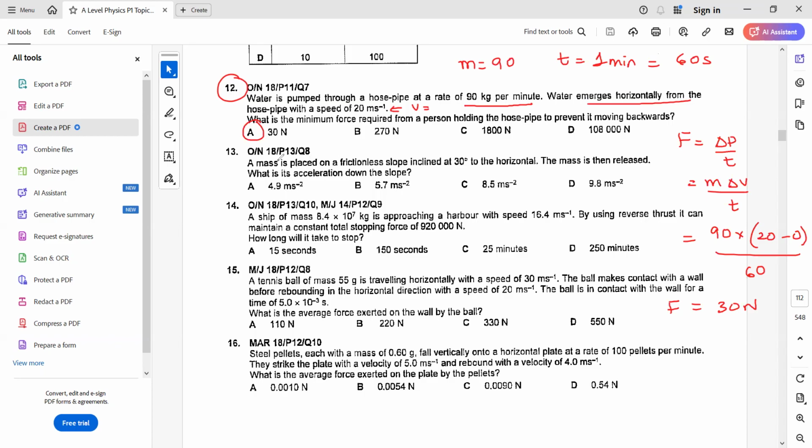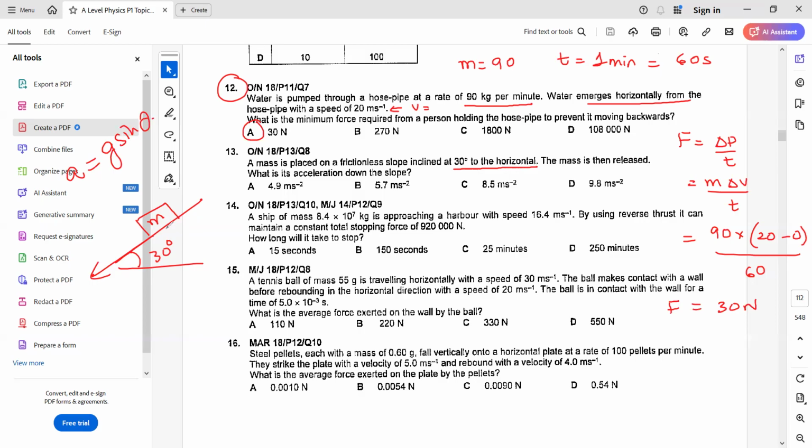Then it says the mass is placed on a frictionless slope inclined at 30 degrees to the horizontal. So that's the idea here. So this is 30 degrees and this is the mass. It says the mass is then released. What is its acceleration? So there is no friction. So acceleration for anything that is placed on an inclined plane, we did that numerous times, that is g sine theta.